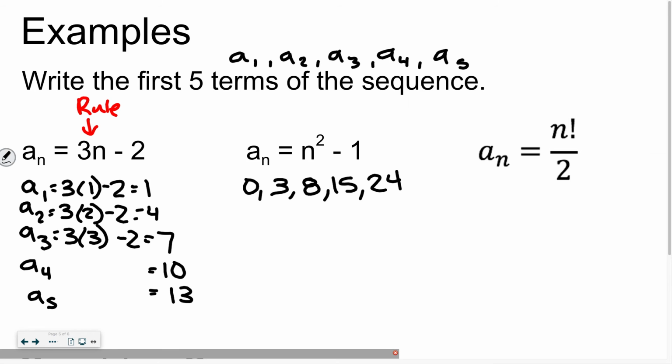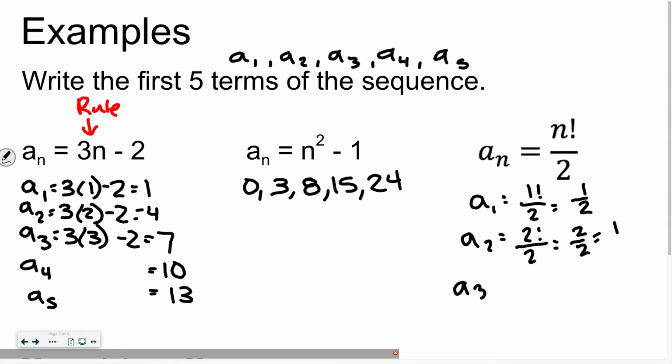And then, like this one, maybe with the factorial, I just threw that in there since we finished our chapter 10. Maybe this one you'd be better off writing some things out, right? So what's 1 factorial? 1. So the first term is 1/2. What's 2 factorial? 2 factorial. So 2 over 2 is 1. What's 3 factorial? 6, because it's 3 times 2 times 1. So 6 over 2 is 3.